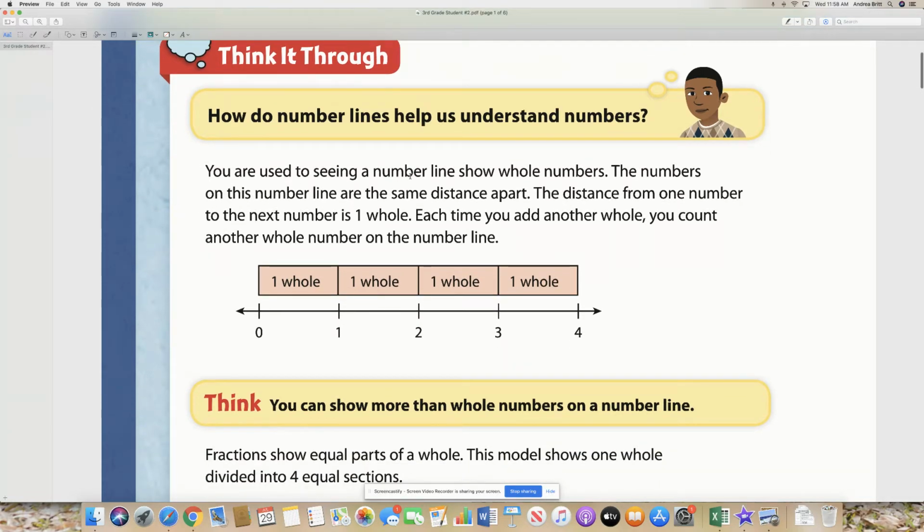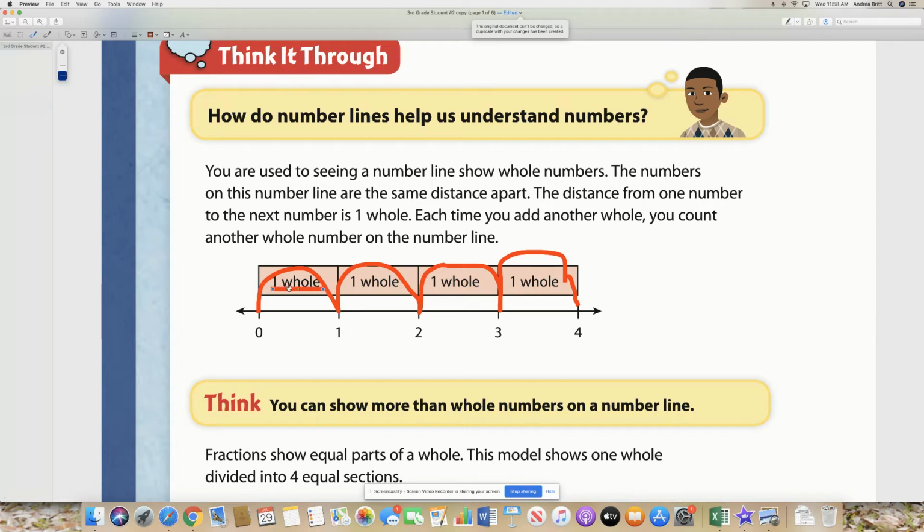You are used to seeing number lines. You've been seeing them since kindergarten, because in kindergarten, a lot of teachers teach you how to count by 1, 2, 3 on a number line. So 1. Okay, now slide your finger to the next one. What is that? 2. And the next one is perfect, 3. And then so on. Each one of these is one whole.